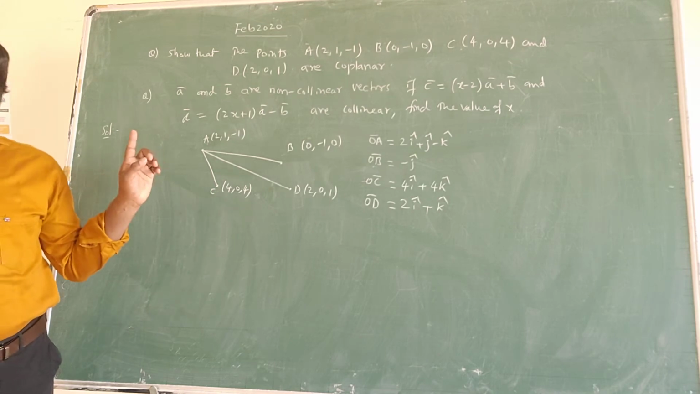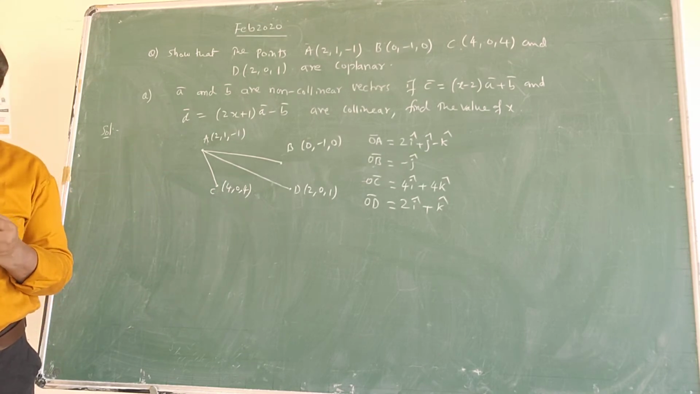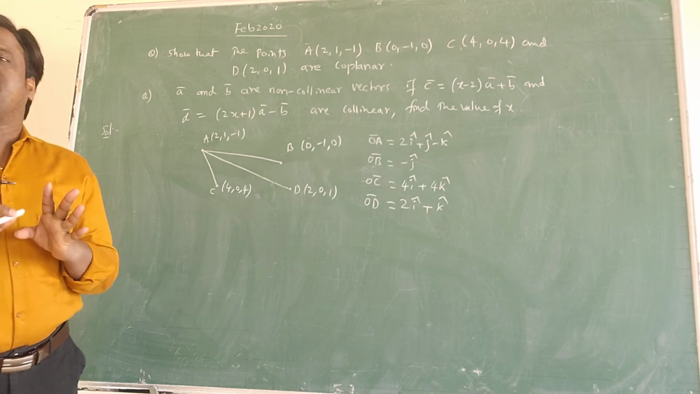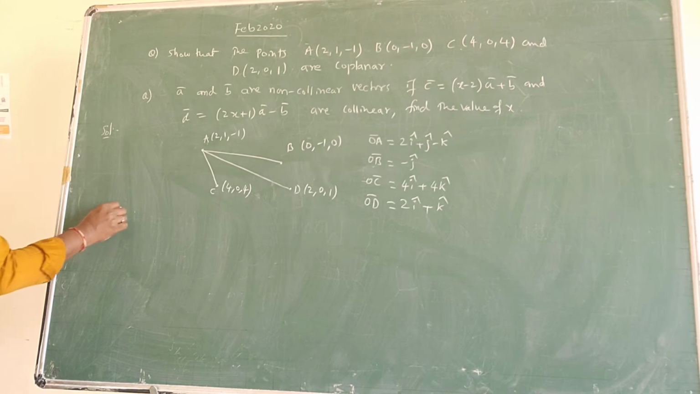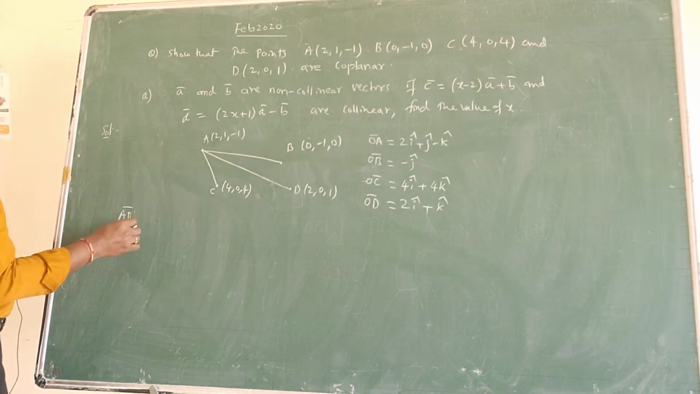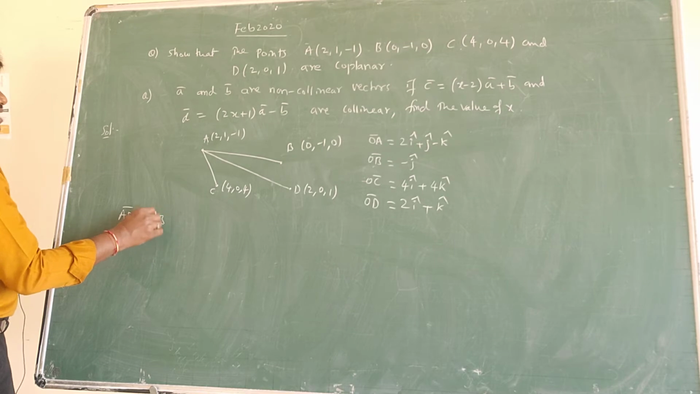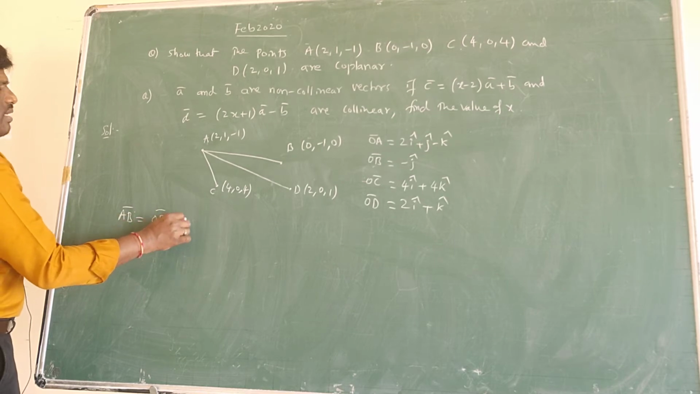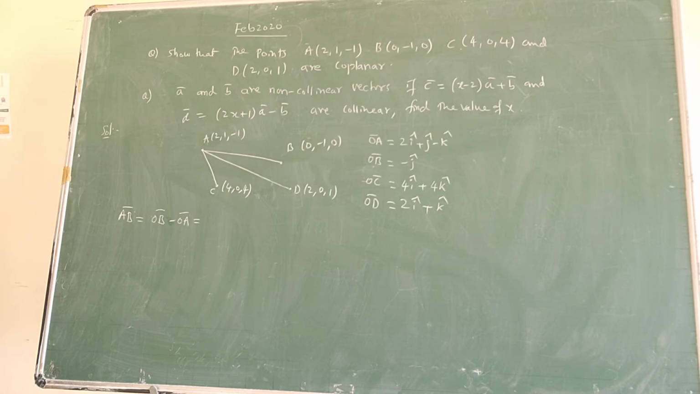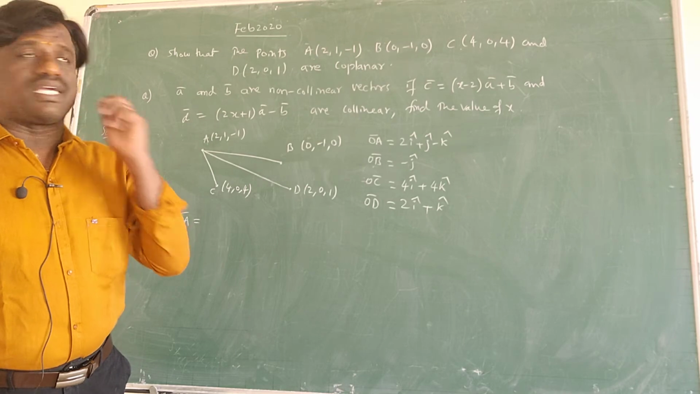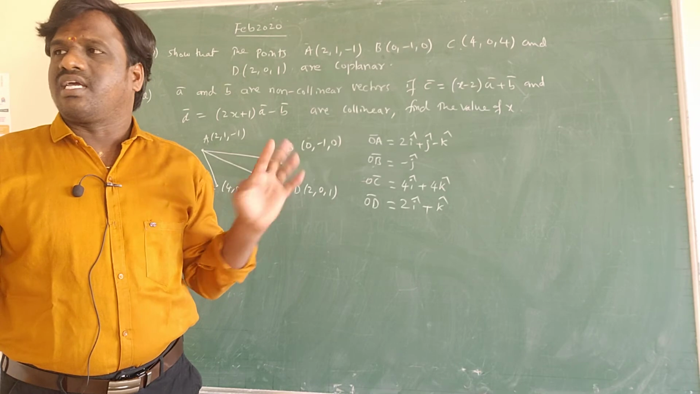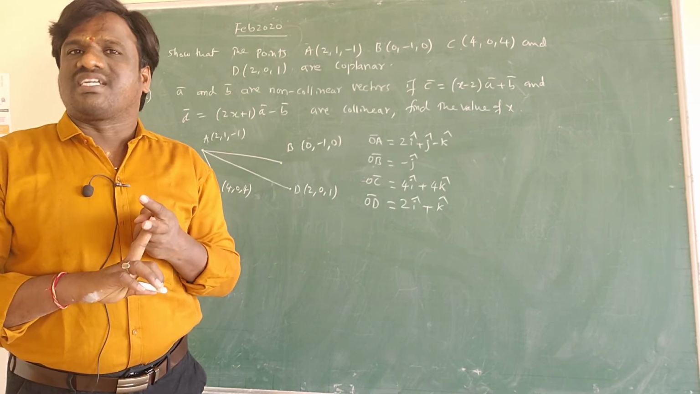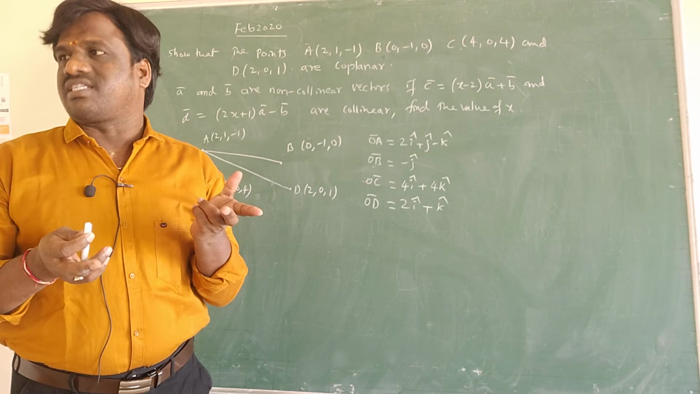You may doubt why I am taking A, B, C, D. You can take anything, you just join them and you get a vector. 3 vectors are coplanar if their box product is 0. So first you find the AB vector. AB vector is OB minus OA. It's not compulsory to take A, B, B, C; previously I took A, B, B, C, C, D. You can take any vectors, but it should be a vector. If you join any 2 points, you get a vector.